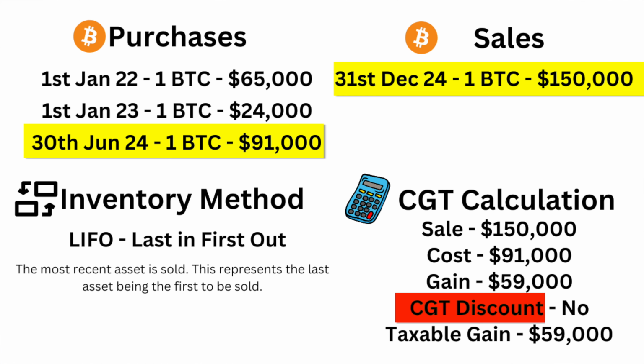So this obviously sounds great. It's less than the $85,000 in the first in, first out method, but we haven't held this one for over 12 months. So we're getting no 50% discount. So therefore, we're going to pay tax on the full $59,000 capital gain.